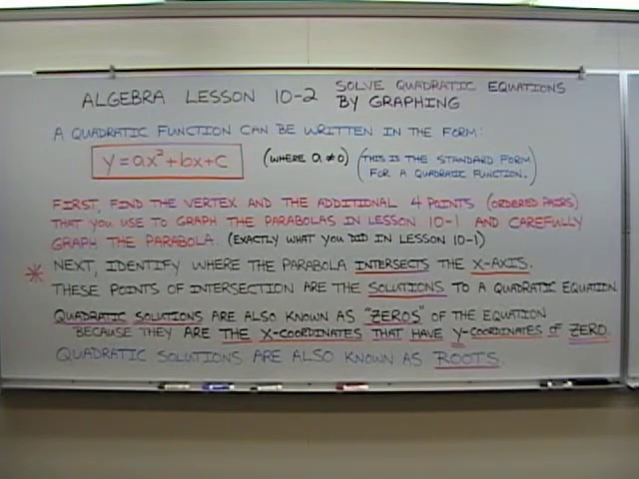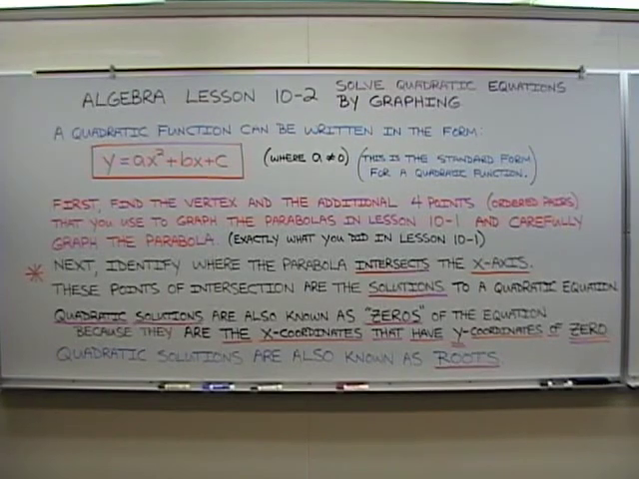And they also have a third name. If you notice the last line of the notes, it says quadratic solutions are also known as roots. So please remember that. Quadratic solutions are also known as zeros, are also known as roots. Okay, now let's take a look at a couple of examples. Remember, first of all, we're just going to take a look at our equation, make sure that it's in standard form for a quadratic function, and we're going to find the vertex and the 4 smart values. Let's do that right now.